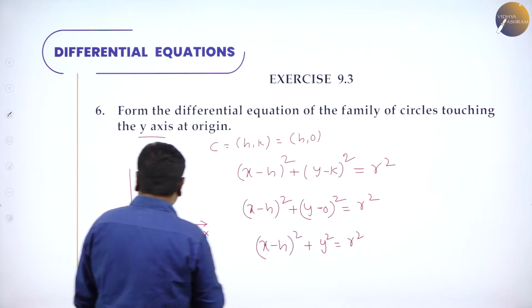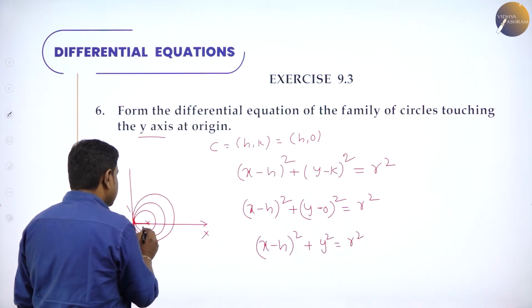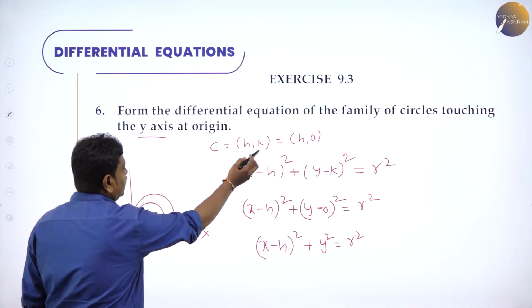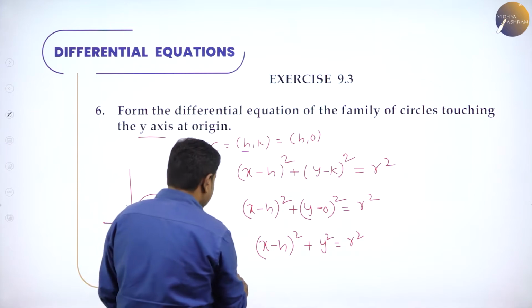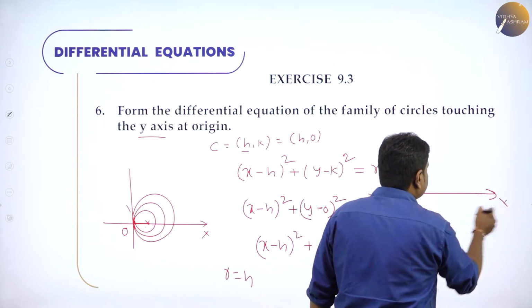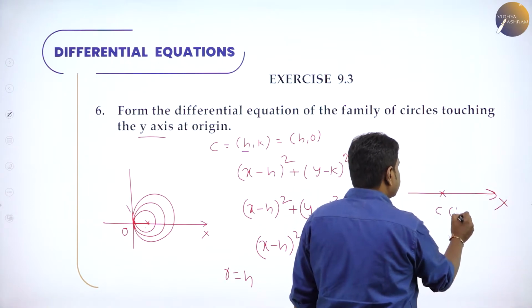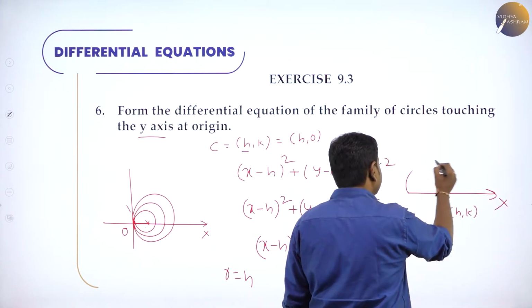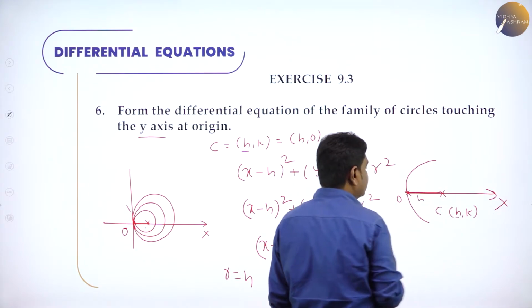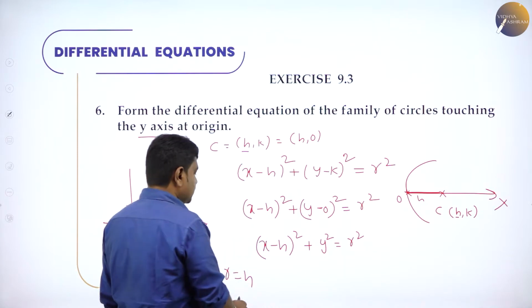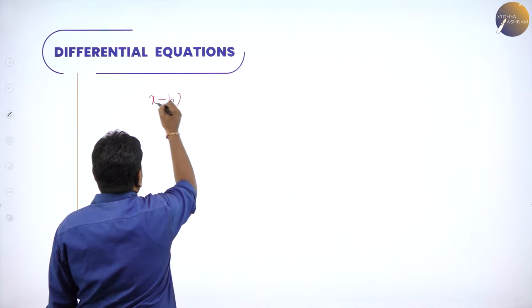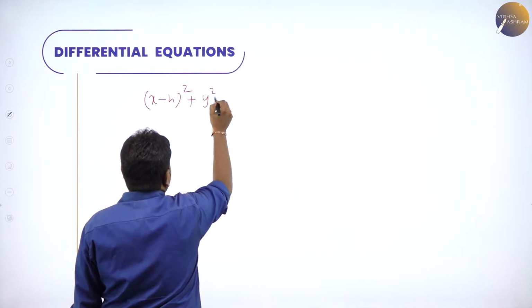Again, here to here is the radius. The center is on the h coordinate, so that is h. So r is also what? H. So dear students, center is on x-axis. So center is h comma k and the circle starts from origin. This point is origin. Here to here is the h length. So radius is h. So the circle will be in the form x minus h the whole square plus y square is equal to h square.